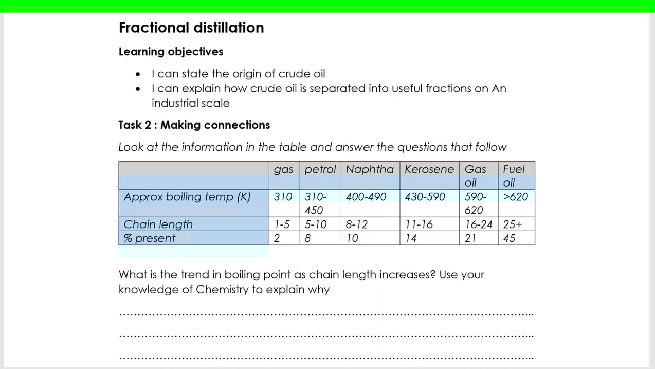First of all, we've got a table of information here. What is the trend in boiling point as chain length increases? And using your knowledge from the bonding topic and from GCSE, why do we think that's the case? So the first thing to say is that the chain length increasing leads to an increase in boiling point. Why is that the case?